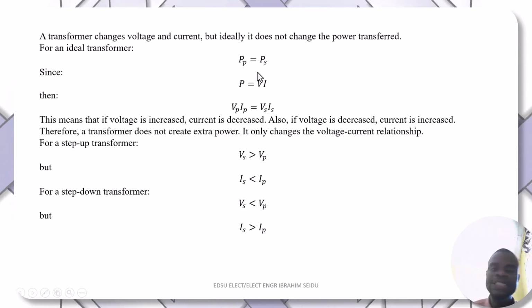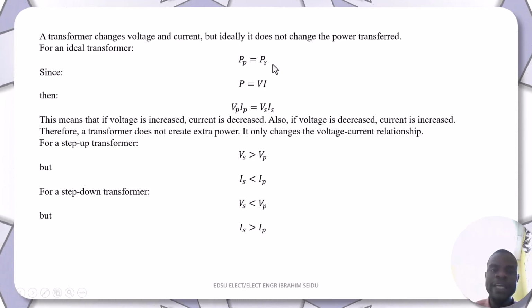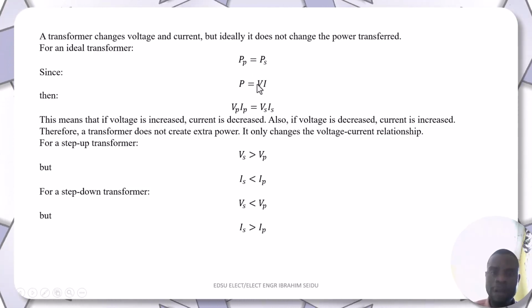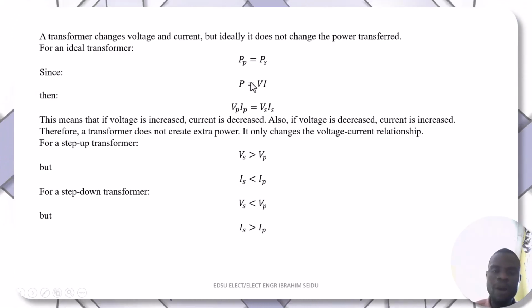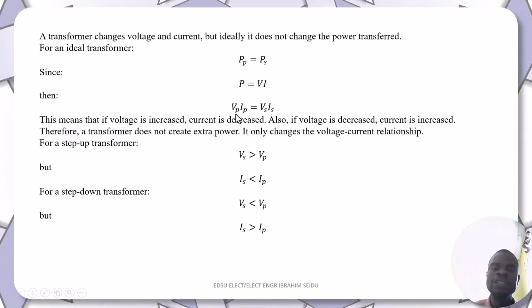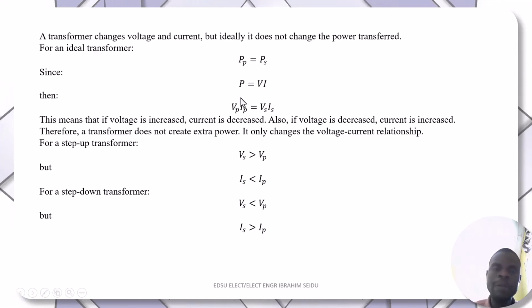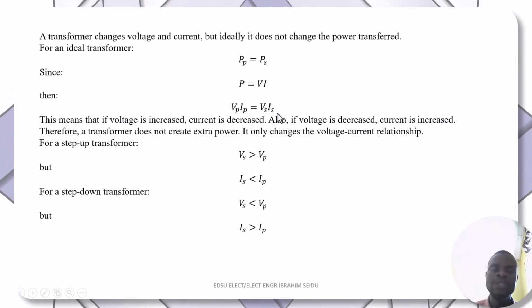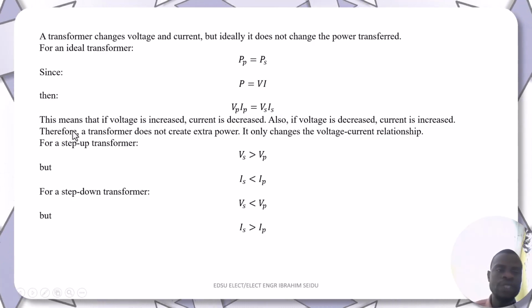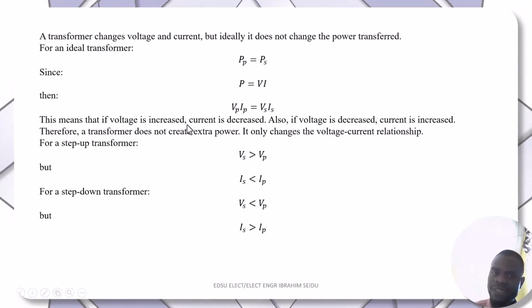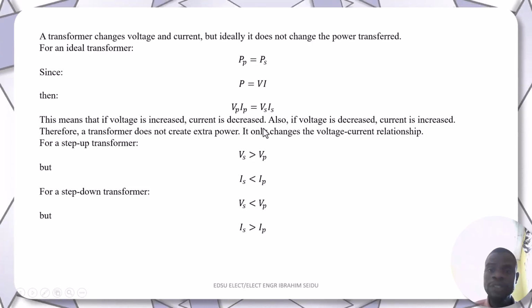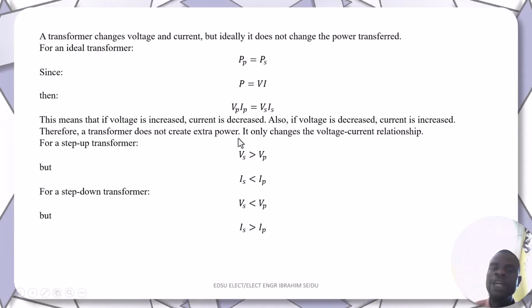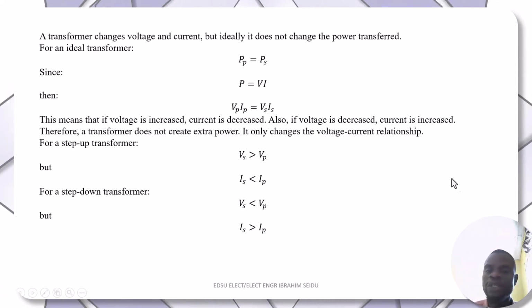But for an ideal transformer, we assume the primary power is the same as the secondary power. We already know that power is voltage multiplied by current. So the primary voltage multiplied by the primary current is the same as the secondary voltage multiplied by the secondary current. This means that if the voltage is increased, current is decreased. Also, if voltage is decreased, current is increased. Therefore, a transformer does not create extra power. It only changes the voltage-current relationship.